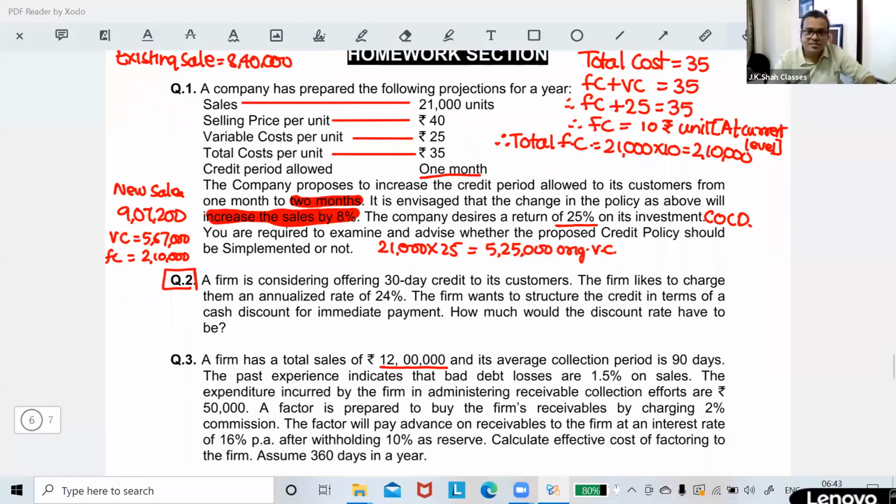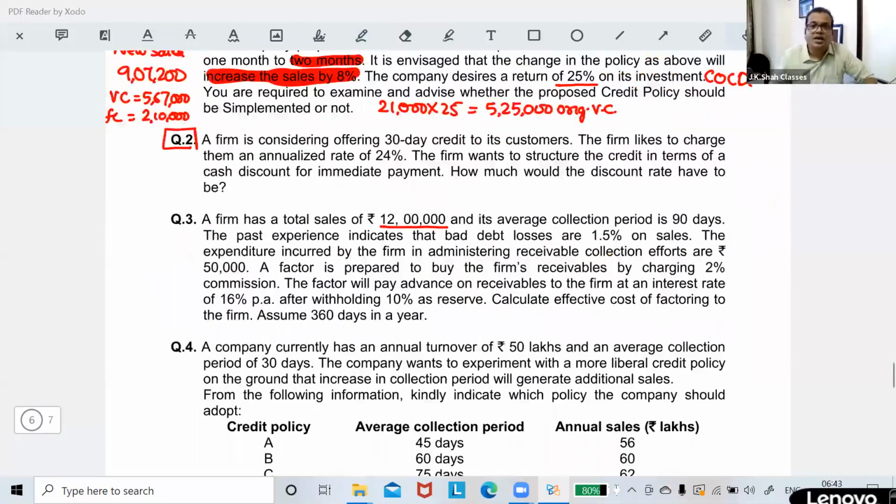Back to this. Come to question number three. So what is told? A firm has a total sales of 12 lakh and the average collection period is 90 days. So this is existing, no? ACP, 90 days. The past experience indicates that bad debt losses are 1.5% on sales. So this is our bad debts. The expenditure incurred by the firm in administering its receivable collection efforts is 50,000. That means this is our administration cost, right?